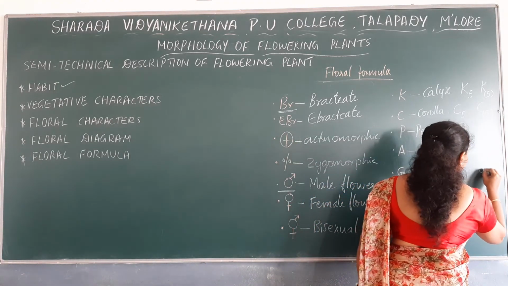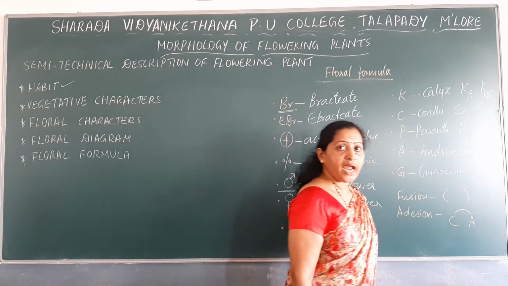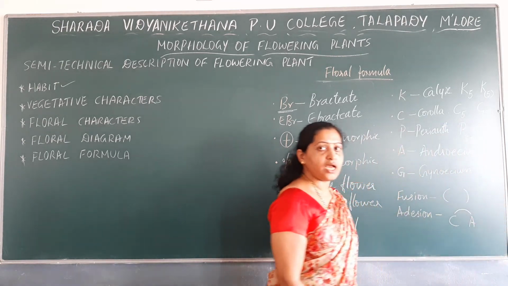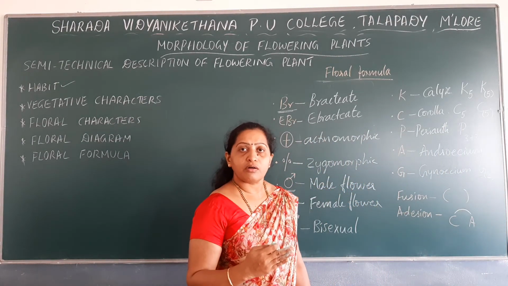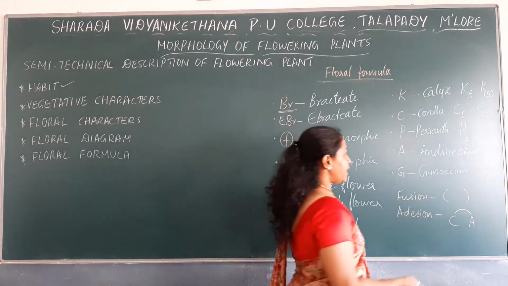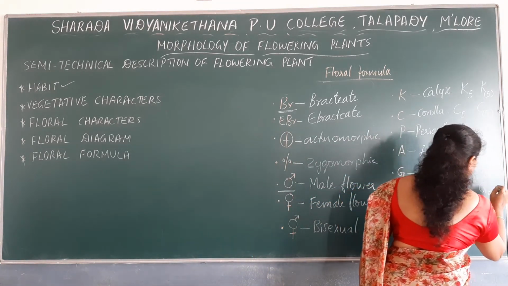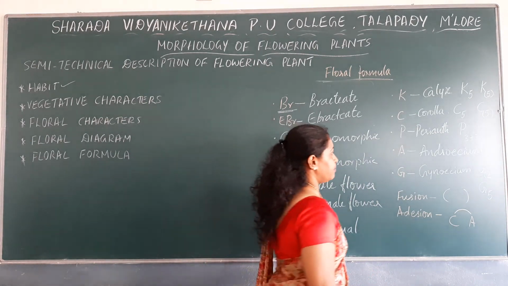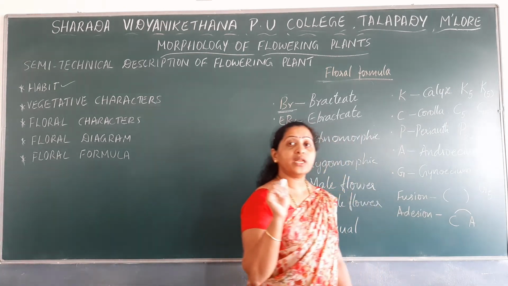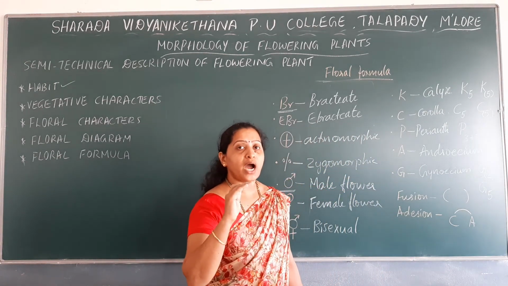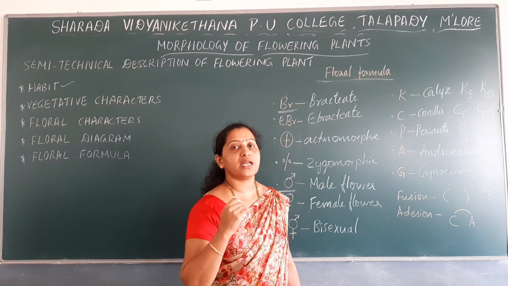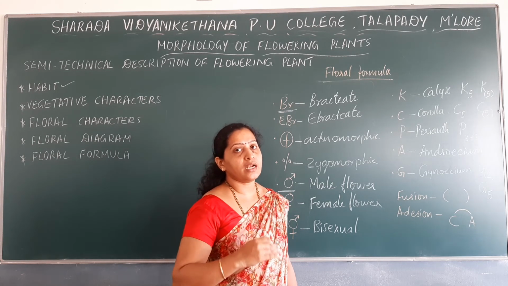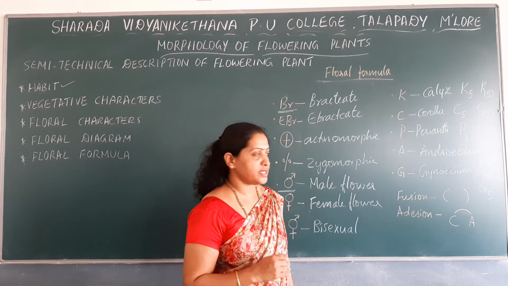For example, if the gynoecium has 2 carpels and the 2 carpels are united, it has to be represented within the bracket. Suppose the gynoecium has 5 carpels and they are not united, it has to be represented as G5. The carpels are not united, so it is not a syncarpous condition. Then the position of the ovary has to be mentioned here: hypogynous, epigynous and perigynous flower.